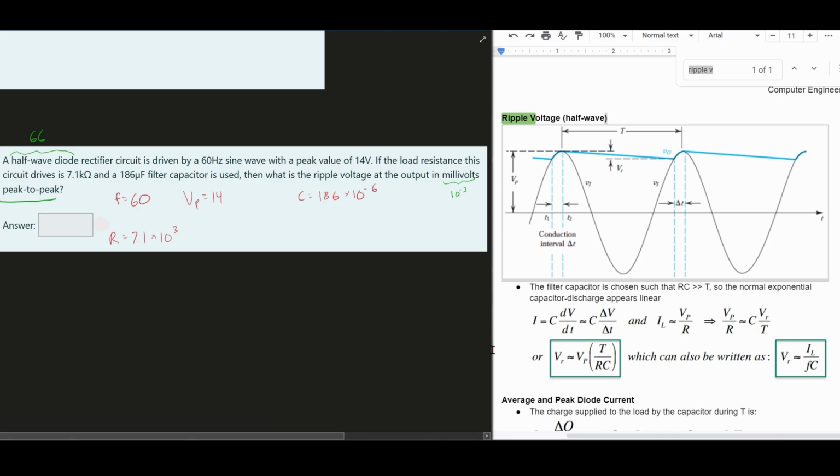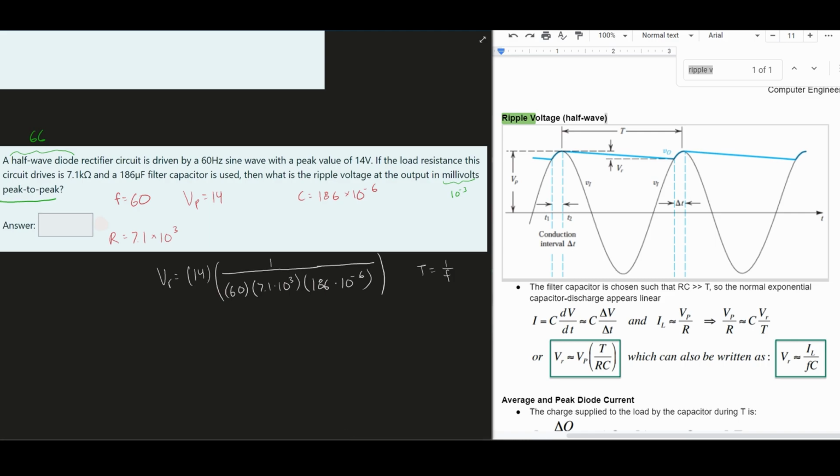We know we want to find our V of R right here. So we write V of R is equal to, we have our VP, so we're going to have our 14 here. And then we have our T. Well, T we know is equal to 1 over the frequency, because T is period, and period is just 1 over frequency. So we're going to have 1 in the numerator. We can have our 60 in the denominator. We have our R, which is 7.1 times 10 cubed. And then we have our C, capacitance, which is just 186 times 10 to the negative 6th. And we can continue this division line, end this parenthesis, and then plug this into a calculator.